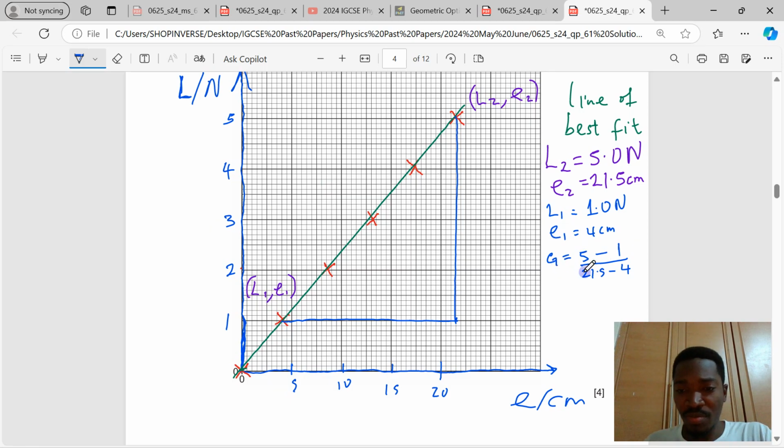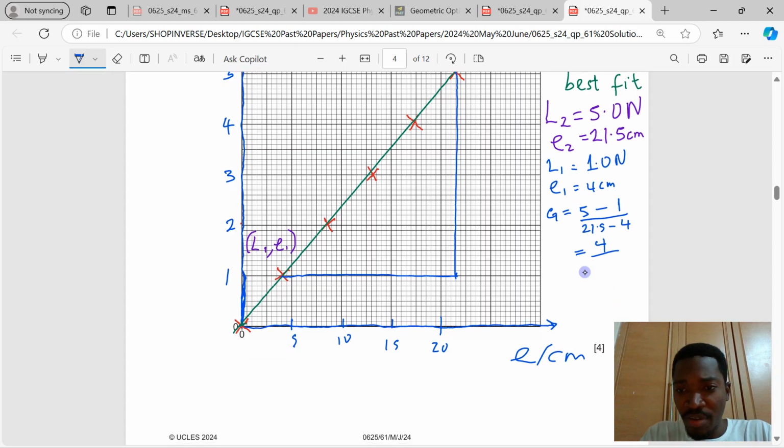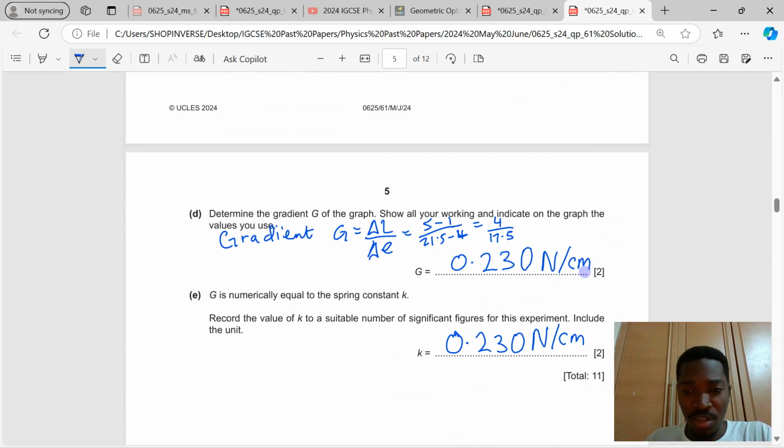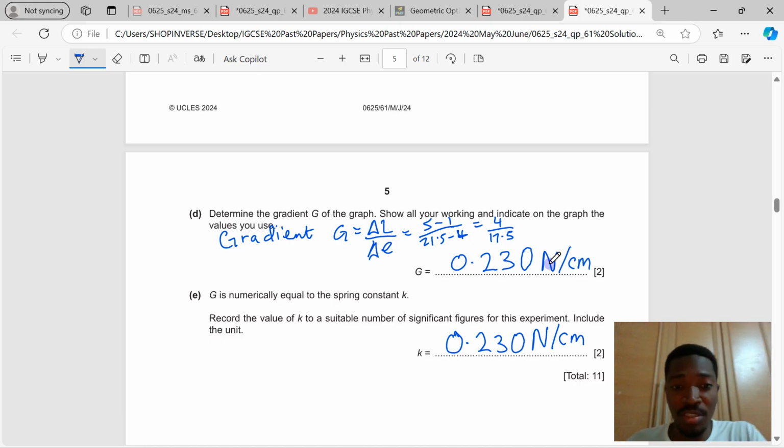So if you do this and divide, 5 minus 1 is 4. 4 divided by 21.5 minus 4, that will be 17.5. 4 divided by 17.5 should give us 0.230. And that's how I got this answer here. So I got my value as 0.230 Newton per centimeter.